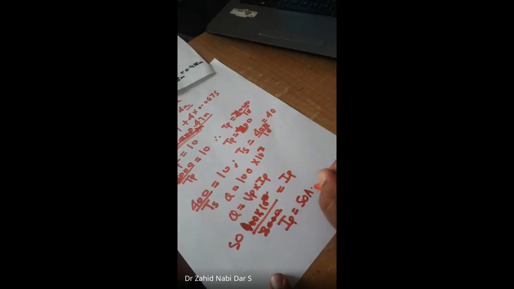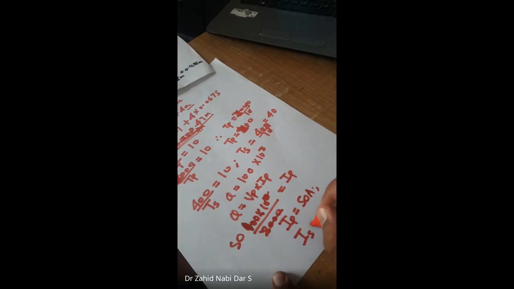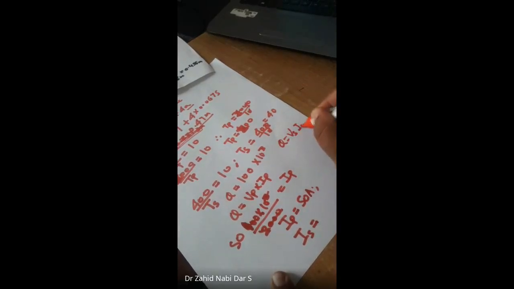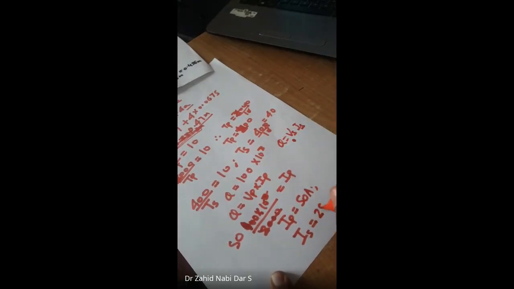50 ampere. Similarly, if you do I secondary, you just do on your own. Q would be equal to Vs into Is also. Okay. Vs value is given. Vs value is 400. Now if you divide Q by 400, you will get this value of Is, and it would be around 250 amps.